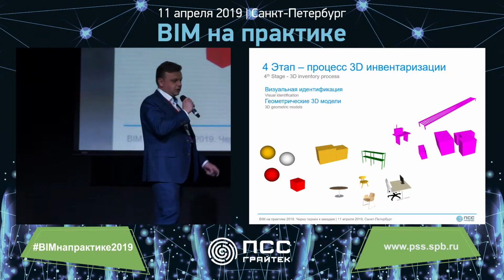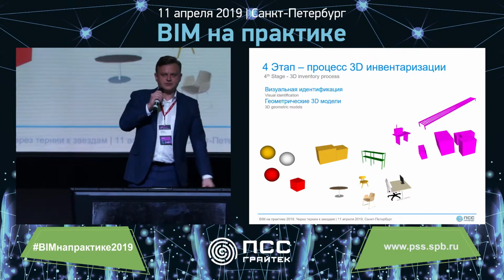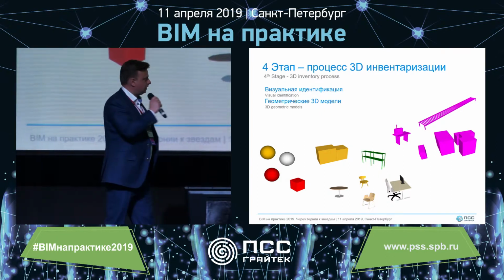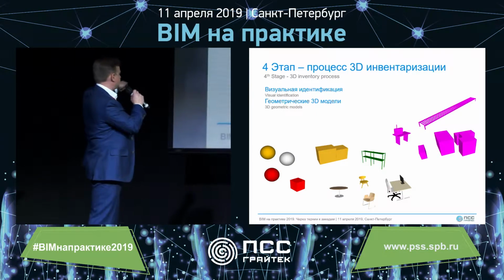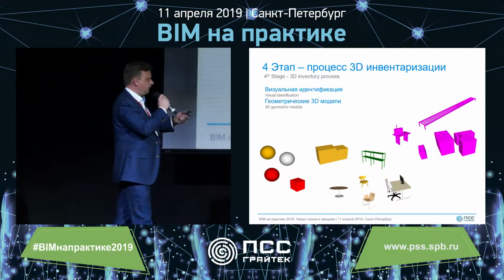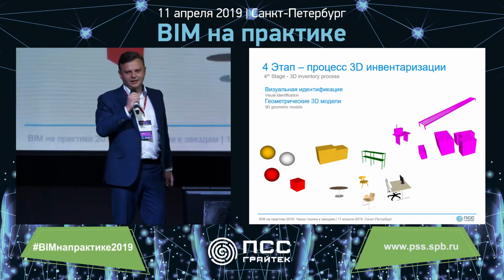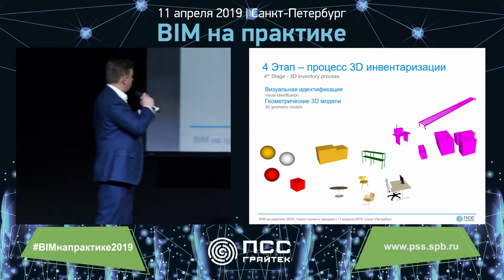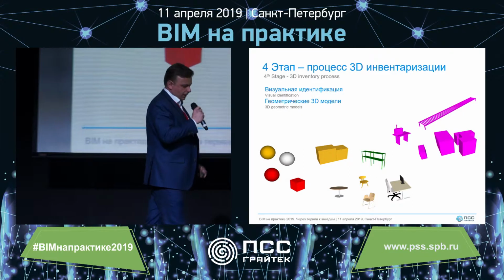Then, stage number 4, it's the 3D inventory process itself. First, it implies visual identification. We use 3D models, different colors, and a different level of detail. First, we used simple geometric shapes, such as spheres, cubes. If we could find a model on the internet, we downloaded them and used them in our inventory process. They were color coded. This is for production equipment, for instance.